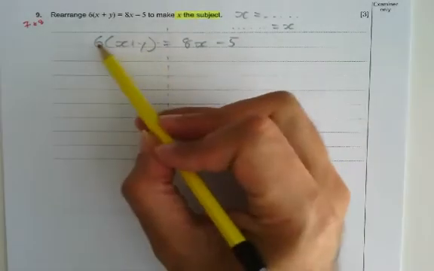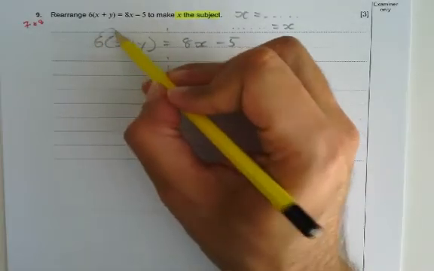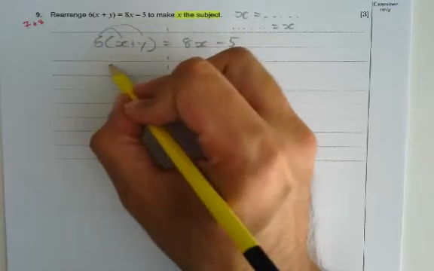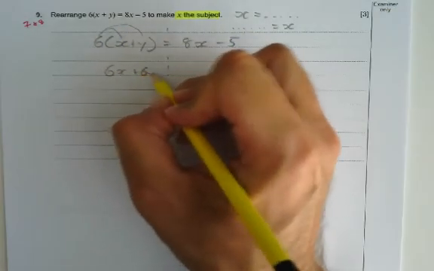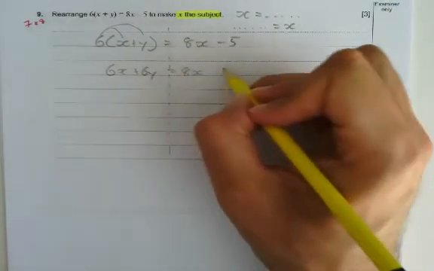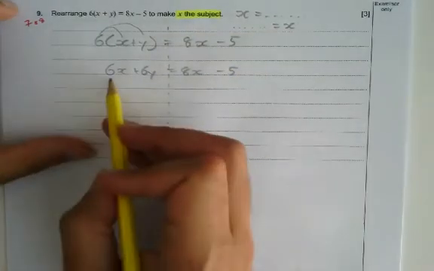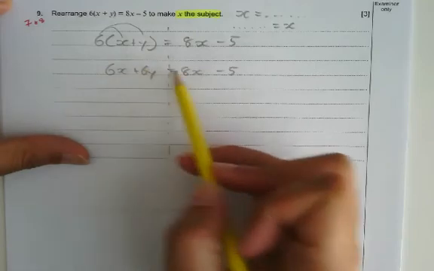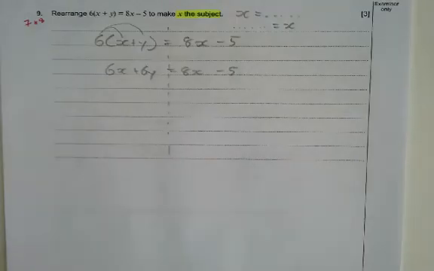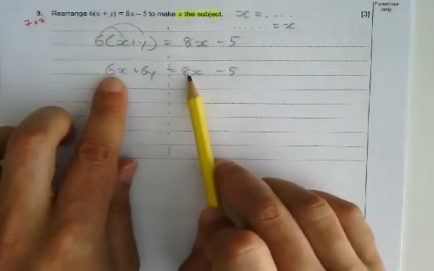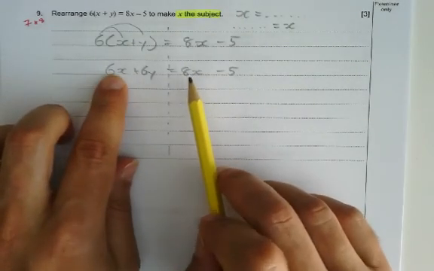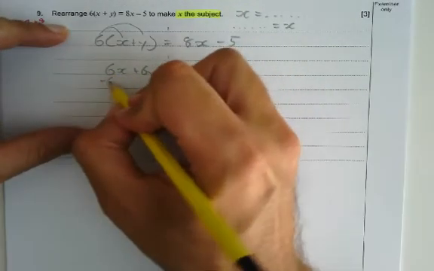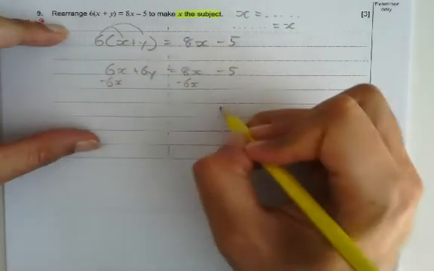So the first thing you should be looking at is your brackets there. Well, I can expand those brackets out. So that will give me 6x plus 6y equals 8x minus 5. That's the format that you want to get any rearranging question in, where you have separate terms like this. Because what we can now start to do is move things around by adding to both sides or taking away from both sides. We've got an x term on both sides, so I would get rid of the smallest x, which is the 6x. So I'm going to take 6x away from both sides.